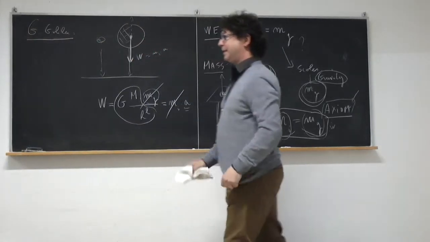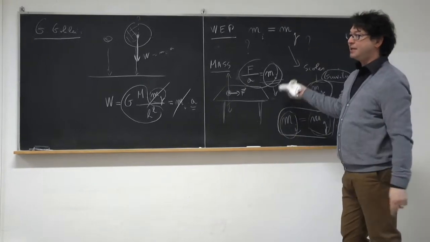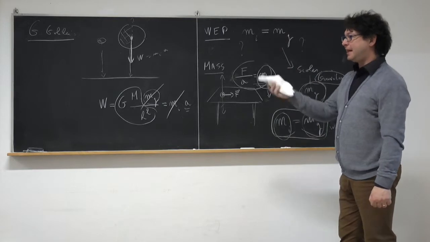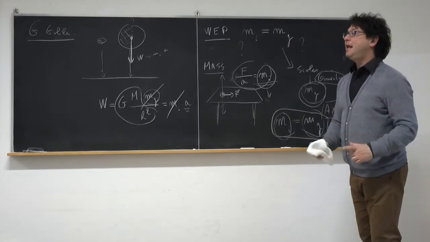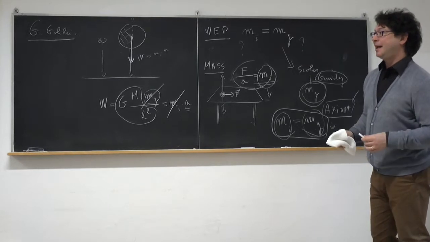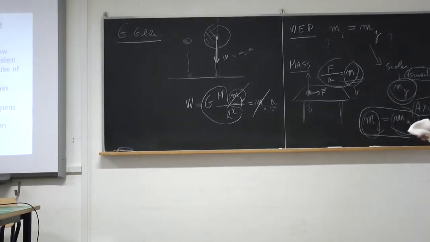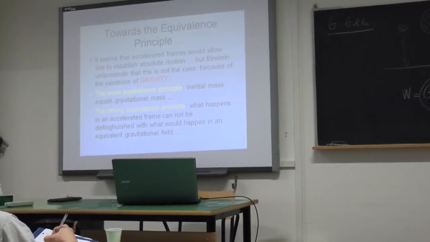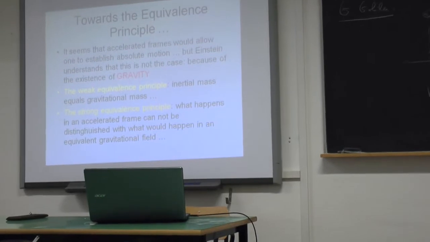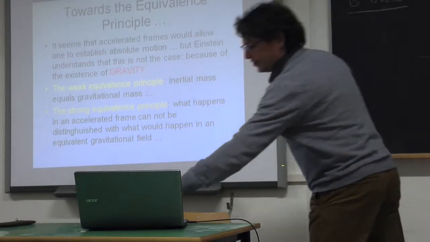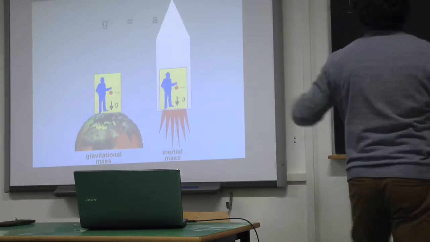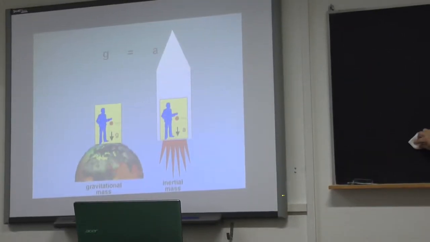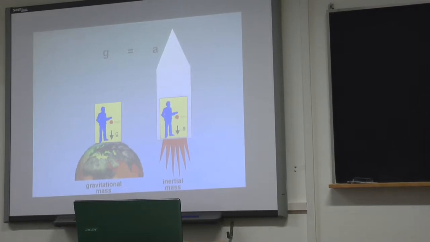Now, the strong equivalence principle is a sort of generalization, or extrapolation, of that weak equivalence principle. It says that what happens in an accelerated frame cannot be distinguished from what would happen in an equivalent gravitational field. Why? This is what I tried to explain already last time. Okay, this is just an example. Now I would like to say a bit more about that.